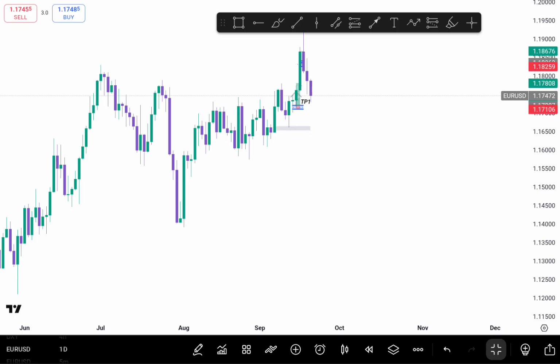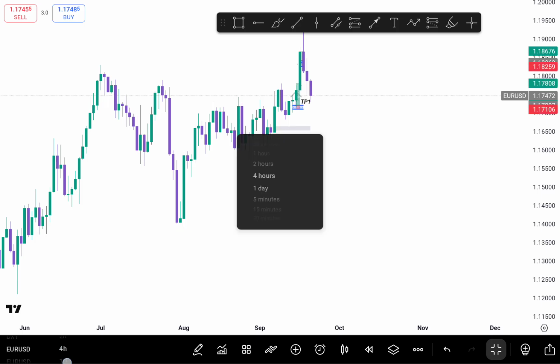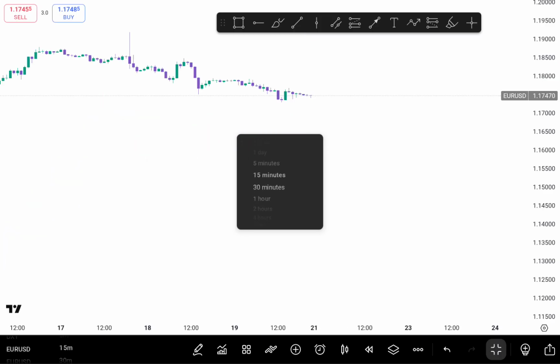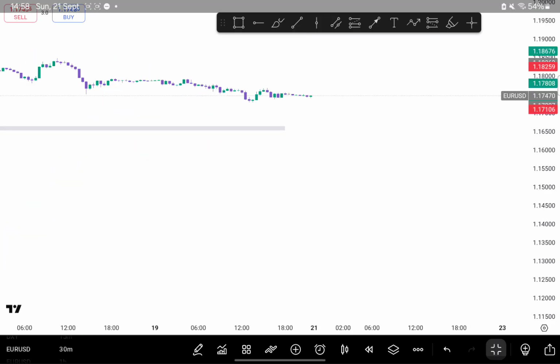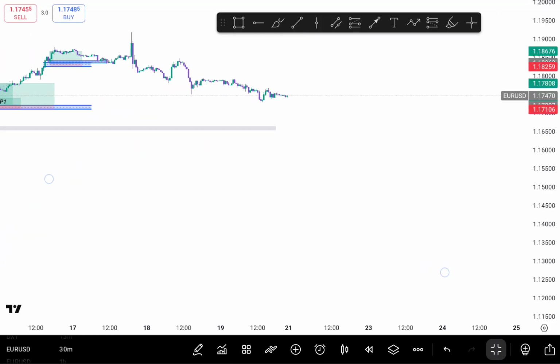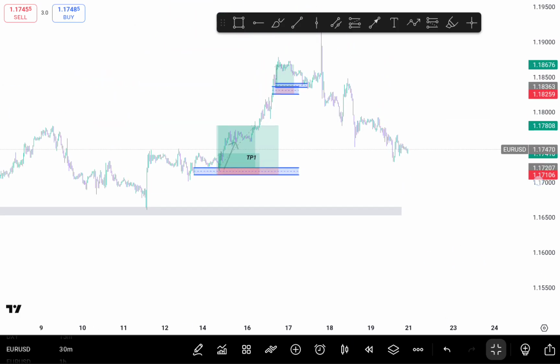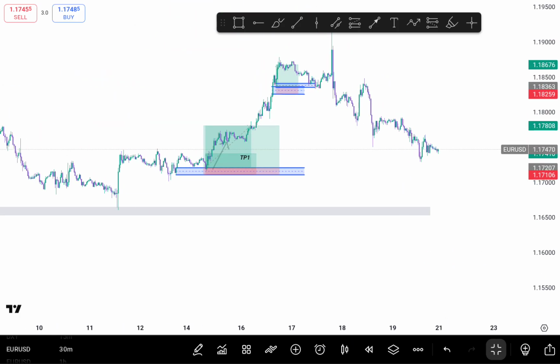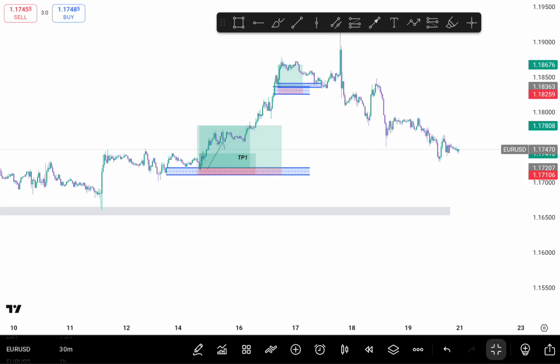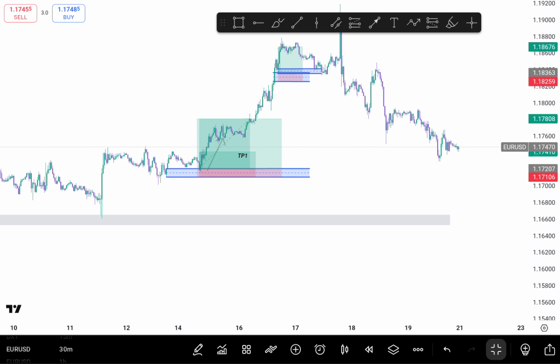We looked at the EUR/USD on the 30 minutes time frame. Zooming in, we could clearly see price respected our point of interest. So we made some good profit on the EUR/USD. Moving on, we also looked at GBP/USD.